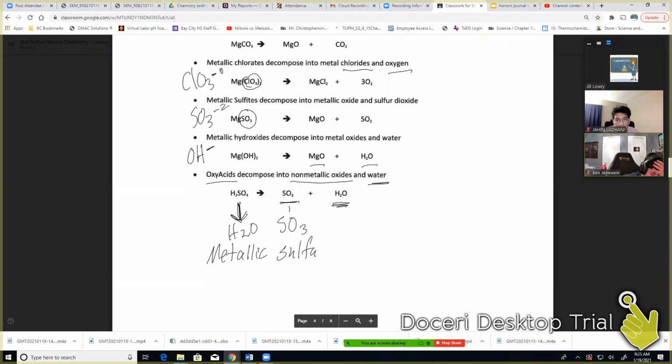Okay. And then last one I want y'all to write in is a metallic sulfate. Remember, your sulfate is SO4 -2. It will decompose into a metallic oxide, plus sulfur trioxide.